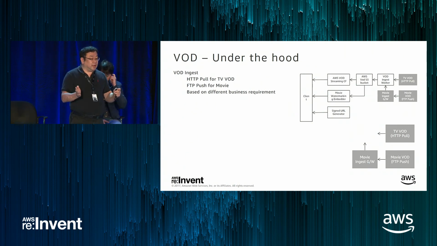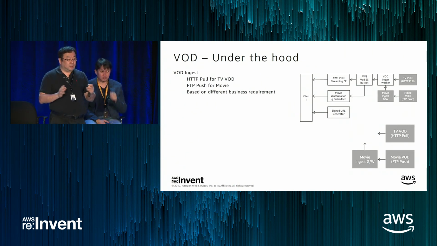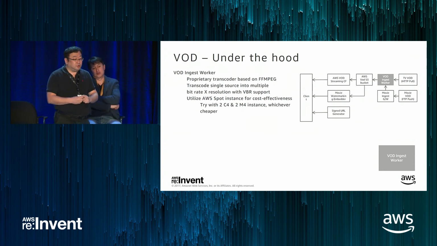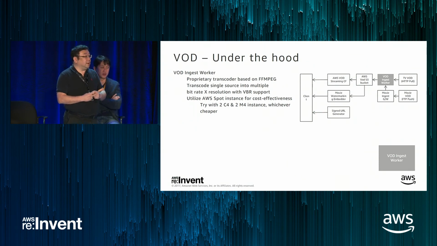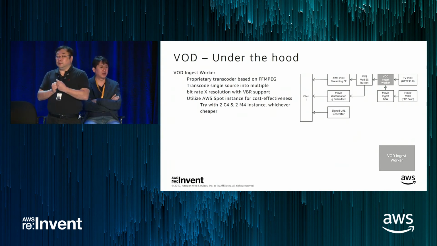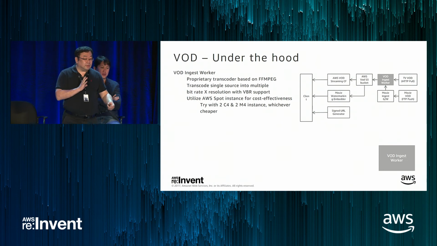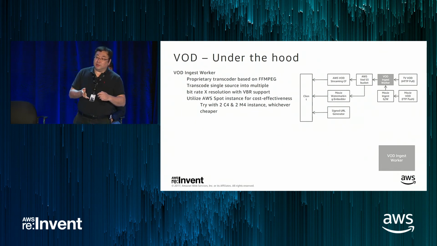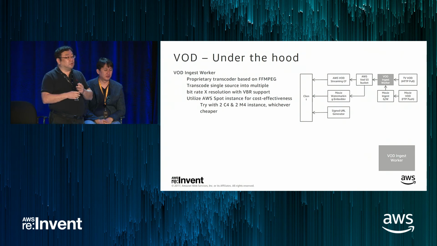VOD ingest is just straightforward, HTTP pull for TV VOD and FTP push for the movie, so it's pretty much basic stuff. The ingest worker is our own implementation of an FFmpeg-based system, and we are relying heavily on the spot instances of Amazon. Whenever content is getting ingested, our ingest workers work as cost-effective spot instances, and we are using multiple workers per single content and combining them all together back. This is our attempt to make cost-effective data importers.